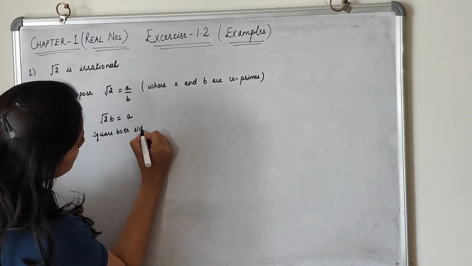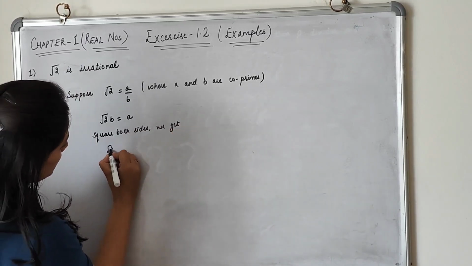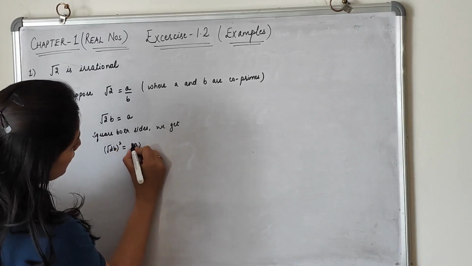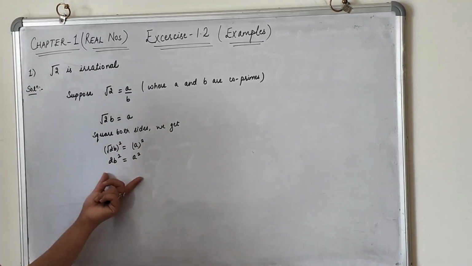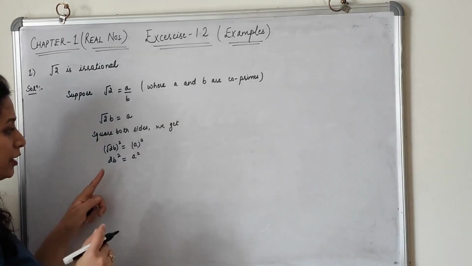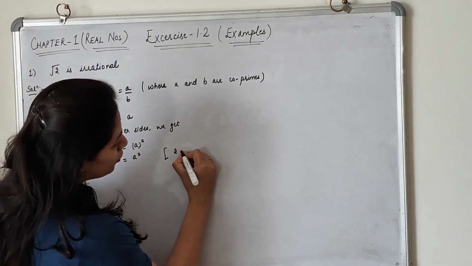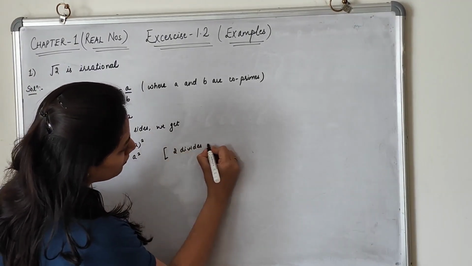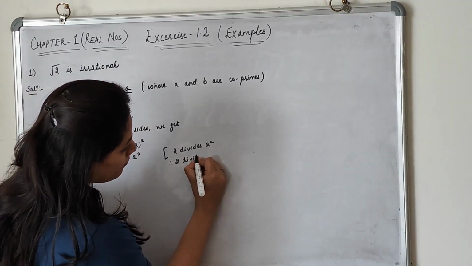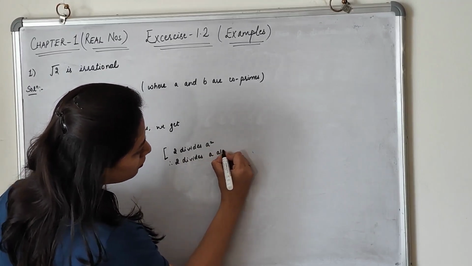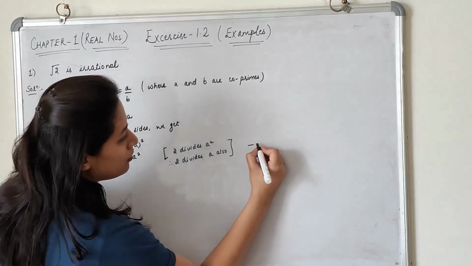Squaring both sides we get 2B square is equal to A square. So what you observe here? A square is divisible by 2. 2 divides A square. Therefore, 2 divides A also. Yes? Make it equation 1.